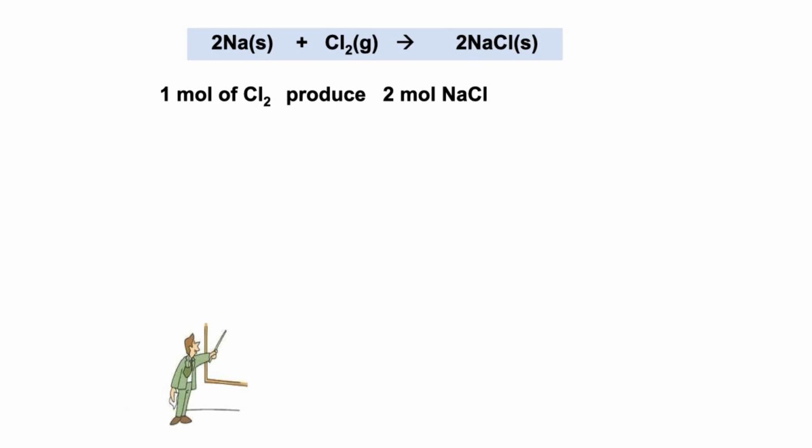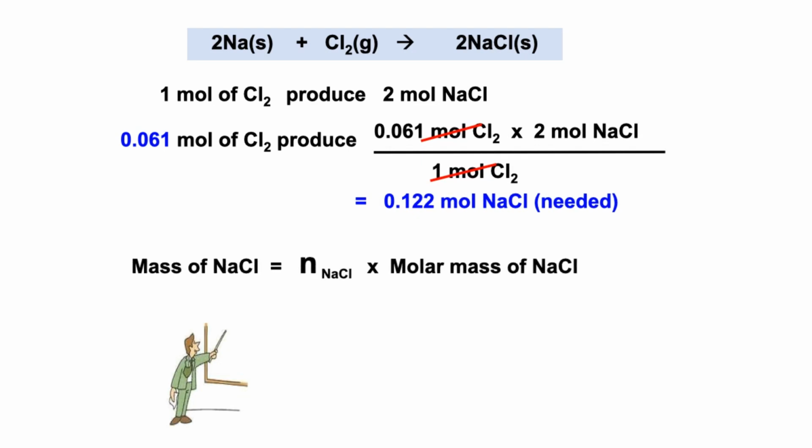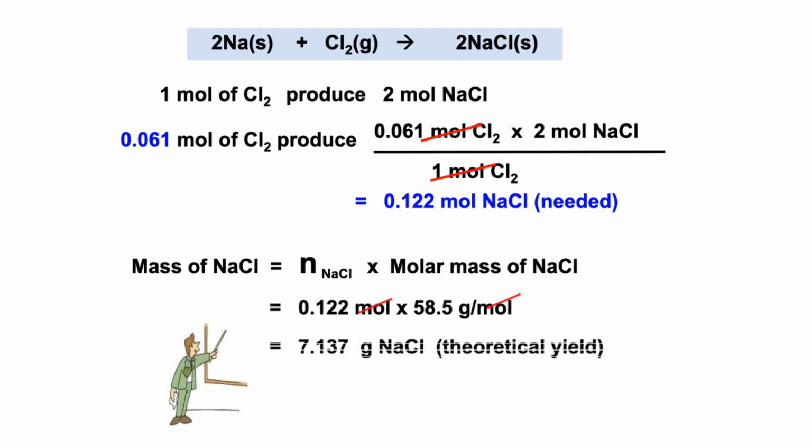From the equation, 1 mole of the chlorine produces 2 mole of the sodium chloride. And given the mole for the chlorine is 0.061 mole, it produces 0.122 mole sodium chloride. Then, find the mass of the sodium chloride by multiplying by its molar mass. And the mass of the sodium chloride is 7.137 gram. This is the mass for the theoretical yield.